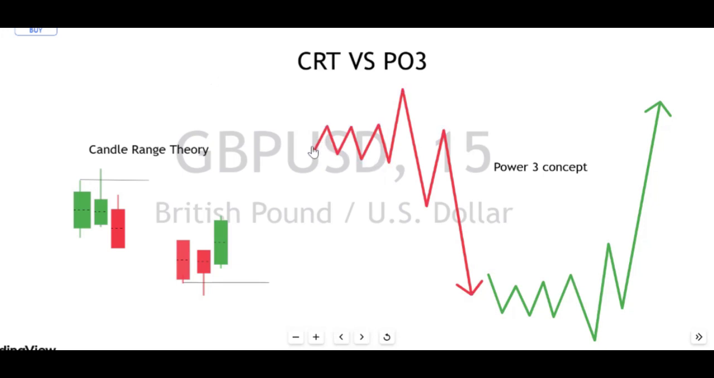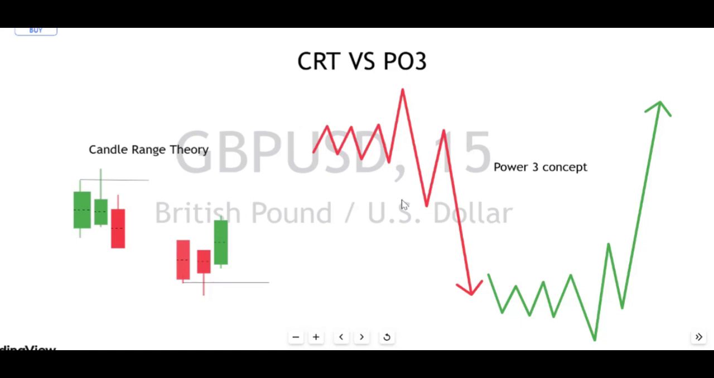So basically, they are based off liquidity. In candle range theory, you must have the first candle being taken out in the form of the manipulation. This is the manipulation leg for candle range theory, while for power tree concept, the manipulation leg is a break above the Asian range or Asian consolidation, or a break below the Asian range or Asian consolidation.